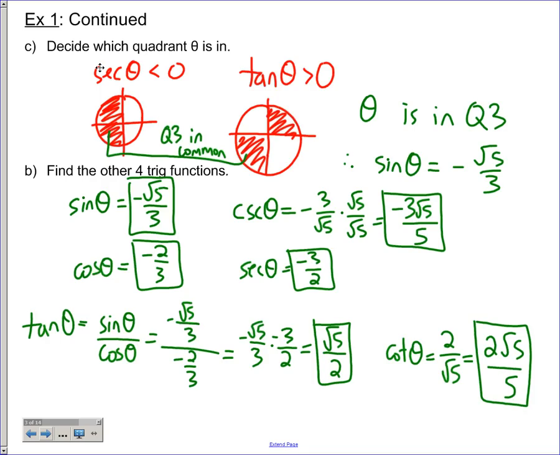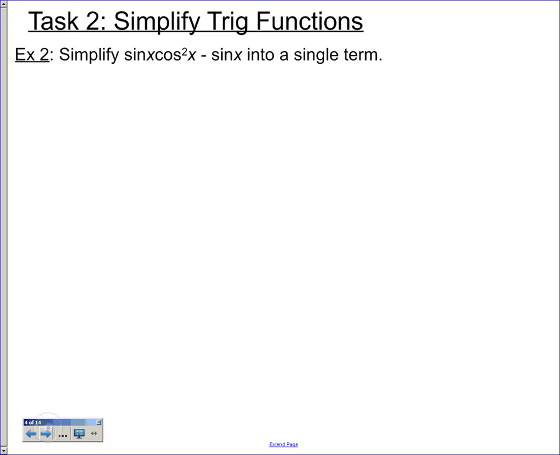All right, our next task is going to be simplifying trig functions. So example 2 says, let's simplify this expression into one single term. Right now we have sine x times cosine squared x minus sine of x. You can see we start from 2 terms. We want to get that down to 1 term.